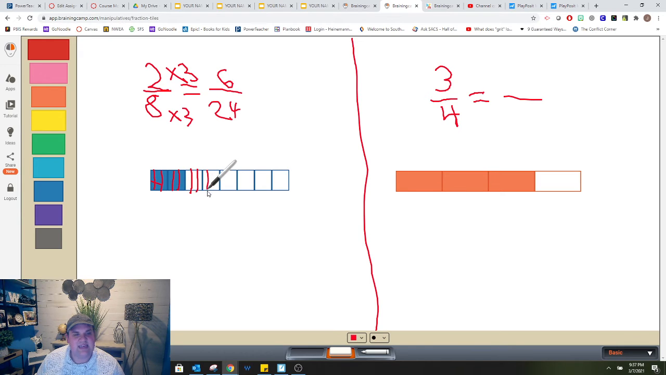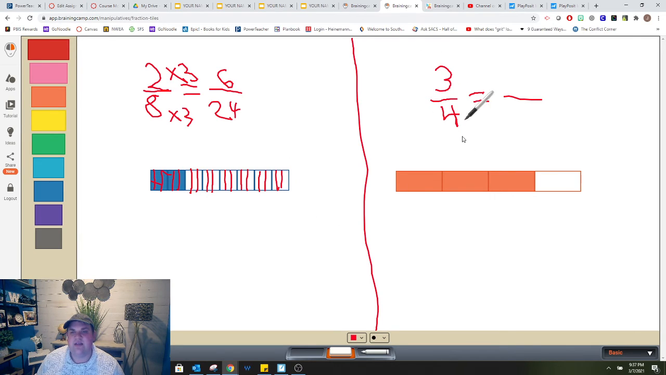Now, it doesn't change how long my picture is. It only changes the size of the pieces. So these fractions are still equivalent even though the pieces are different sizes. They are still equivalent because they take up the same amount of space.